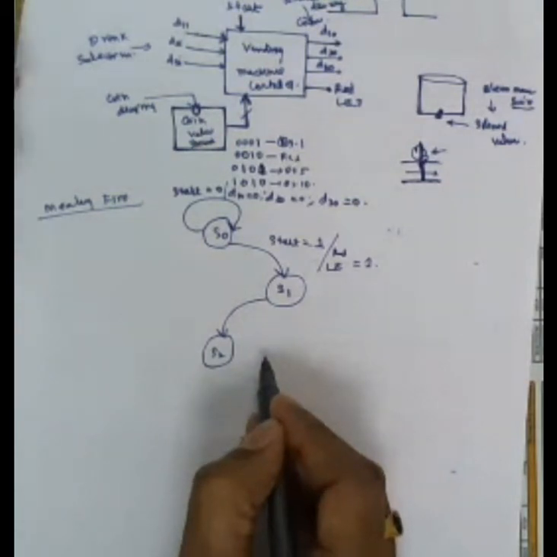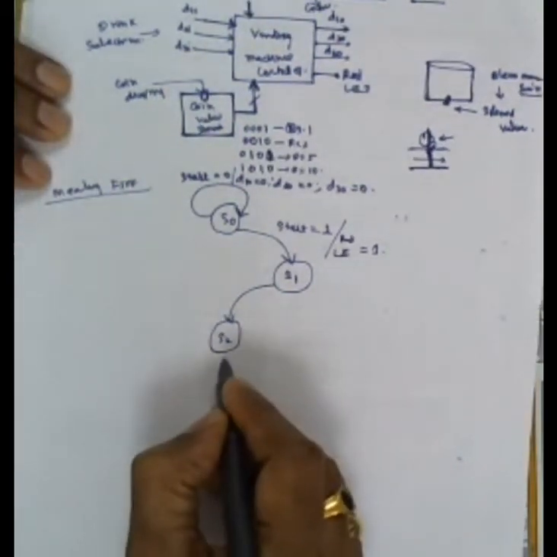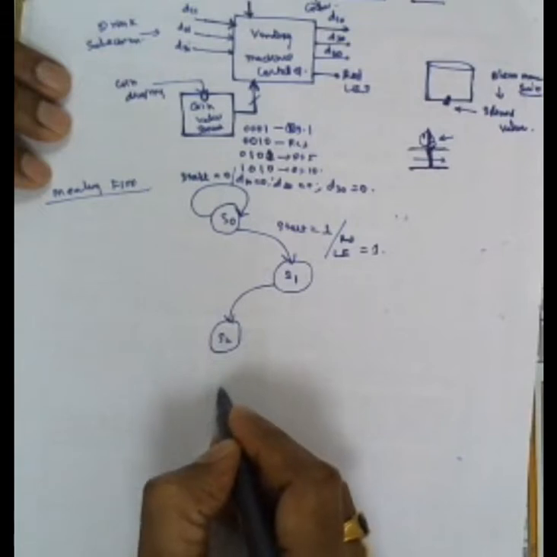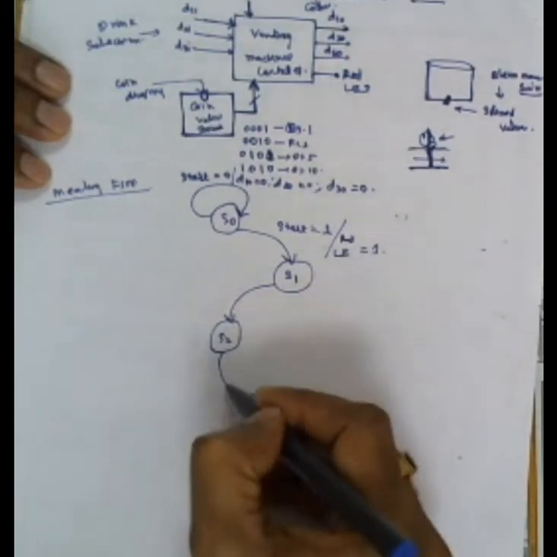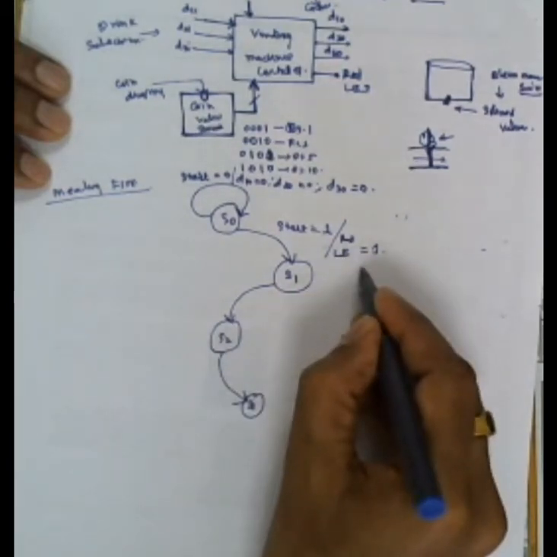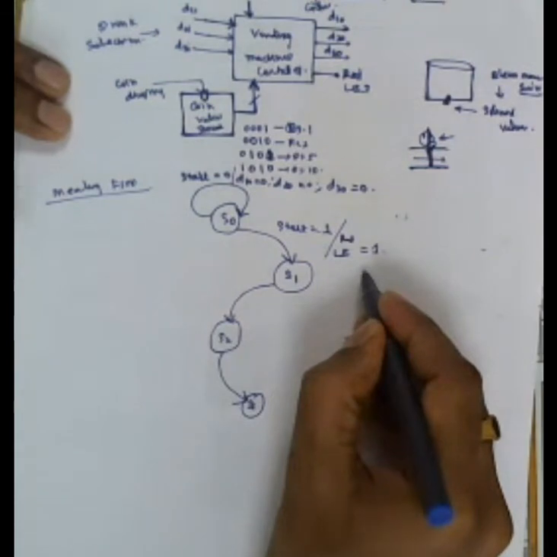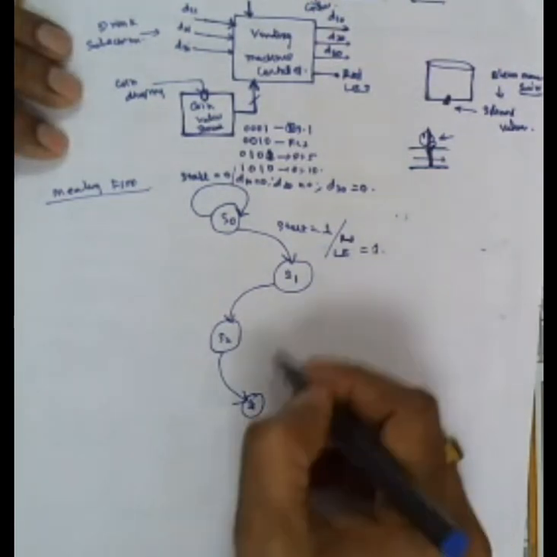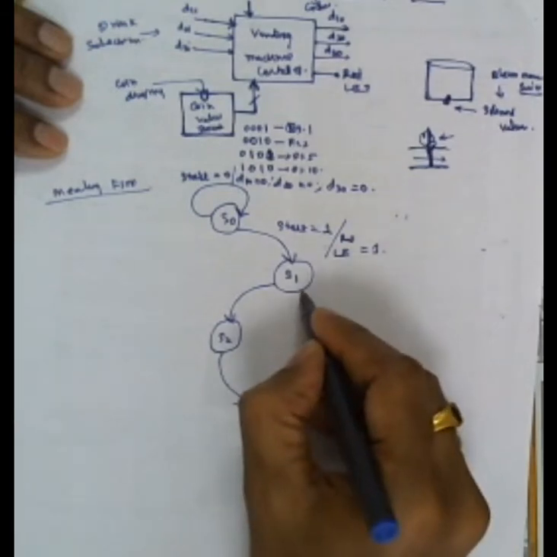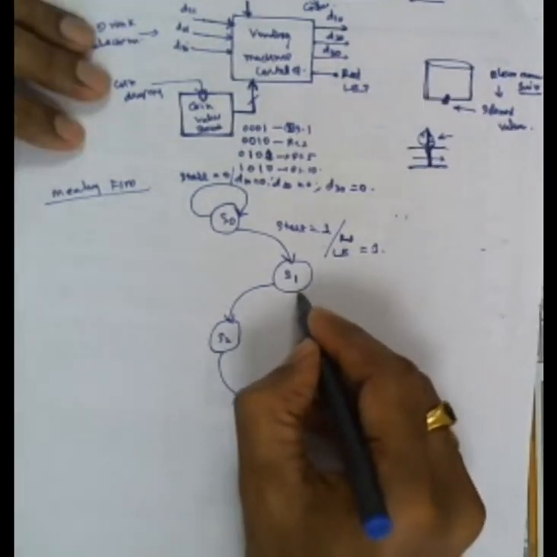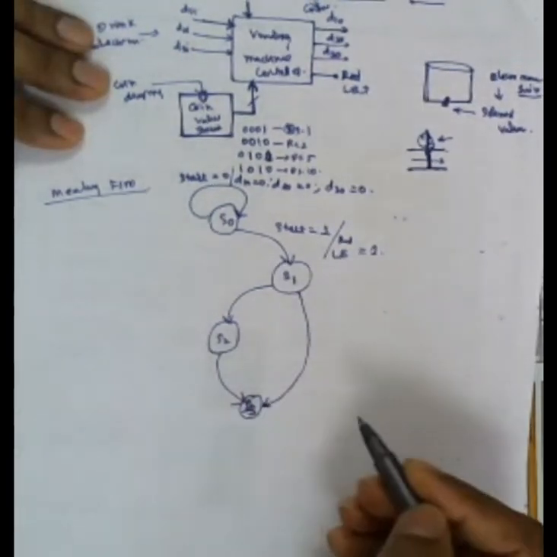Then if that fellow is putting another 1 rupee, I should go to S3. Still the condition should exist. I should not turn this red color LED off, because it is still insufficient coin. So I am in S3 now. Suppose the user is dropping 2 rupees directly, then I should go into this S3 state now.